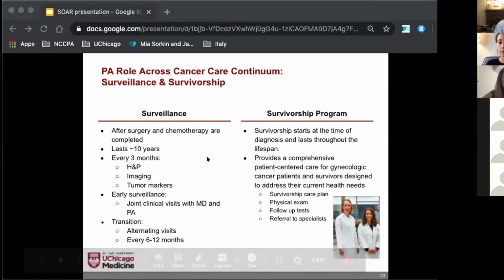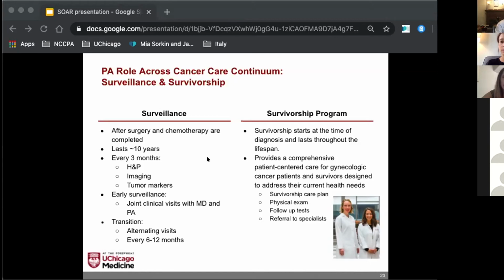And initially, they're coming every 3 months. So a patient's coming every 3 months to your clinic for history and physical. They're getting imaging done, usually a CT chest, abdomen, pelvis. They're having their blood work drawn, including those tumor markers, and we're continuing the journey with them.